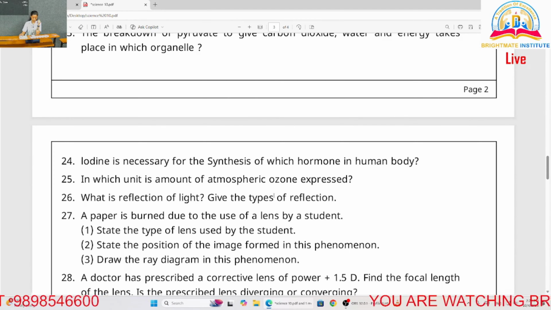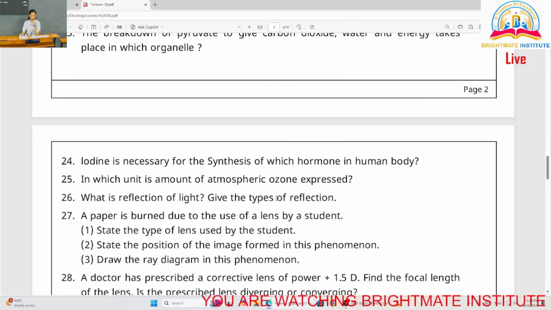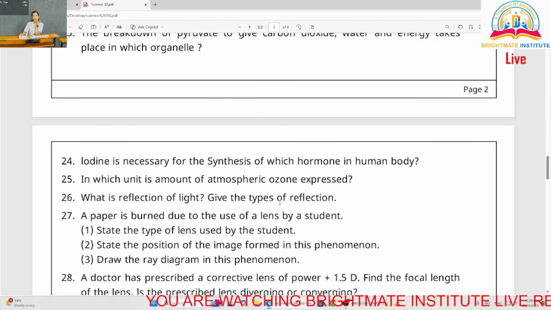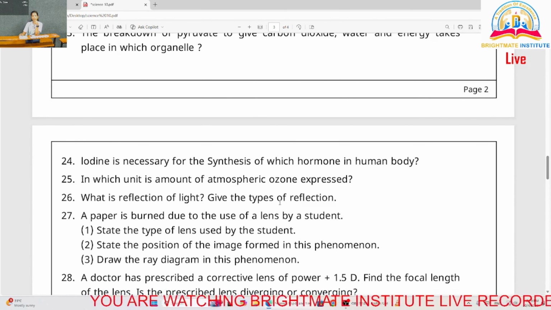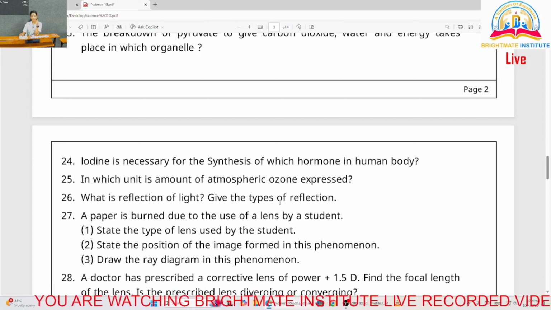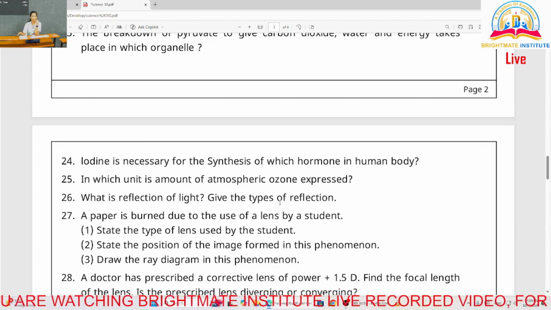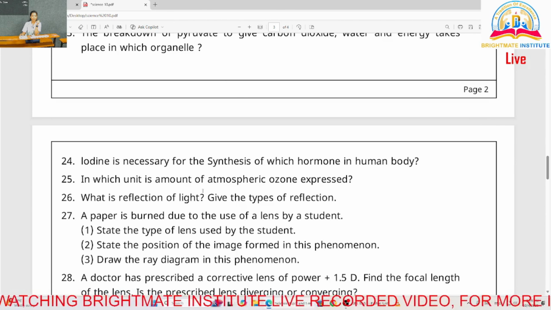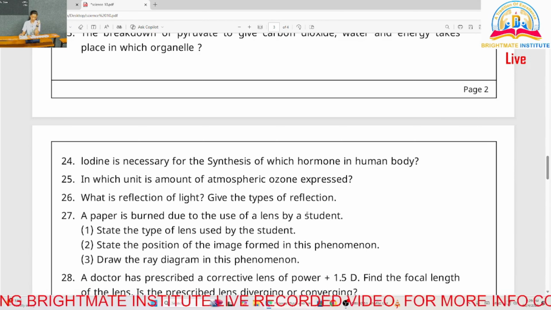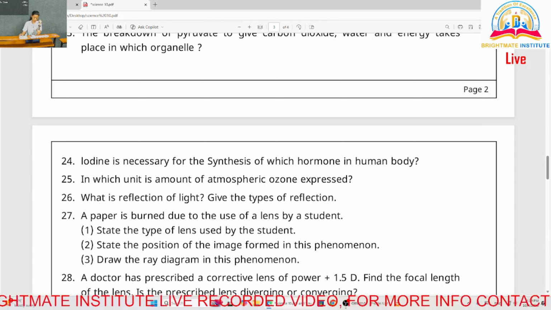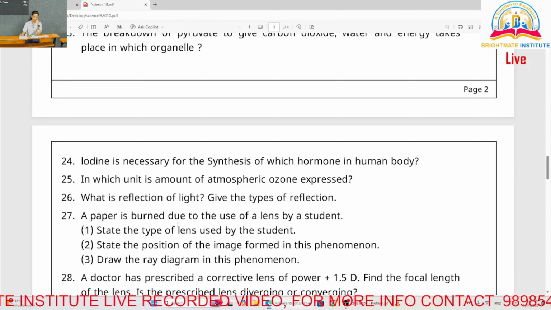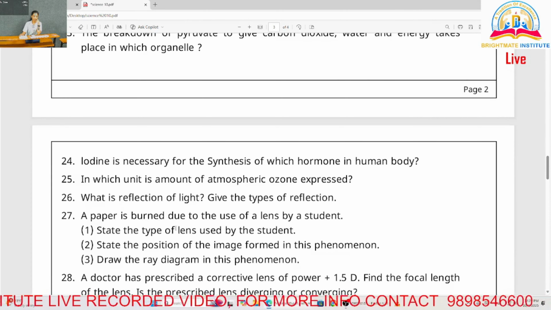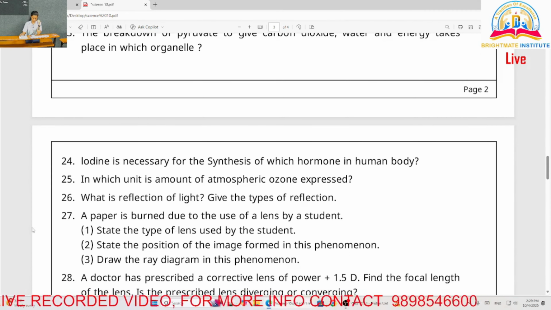So it is always expressed in DU unit. Now the DU unit is Dobson unit, but this has not been given in the current syllabus. So anyway, just for your knowledge, you have to remember that the unit is DU. And what is DU? It is Dobson unit. It was asked in previous exams, before the syllabus was changed.